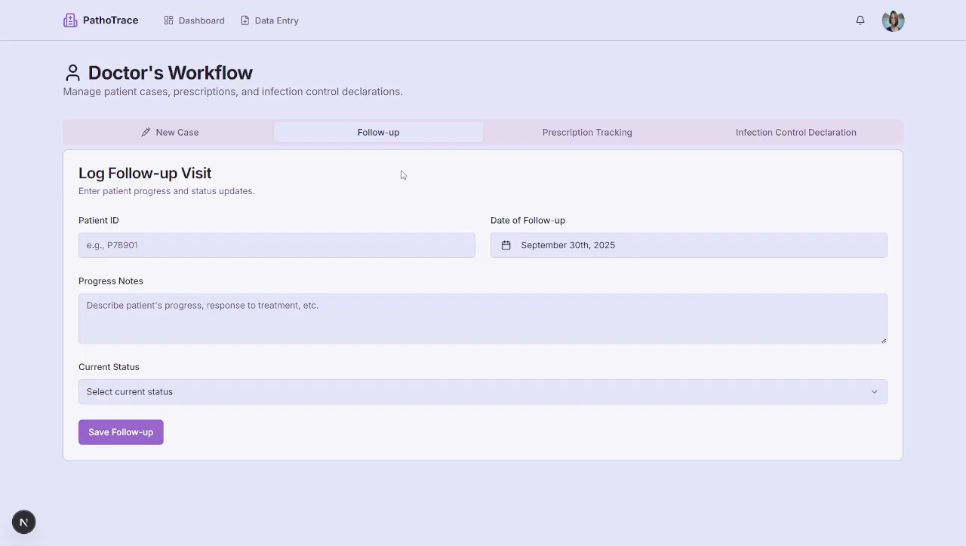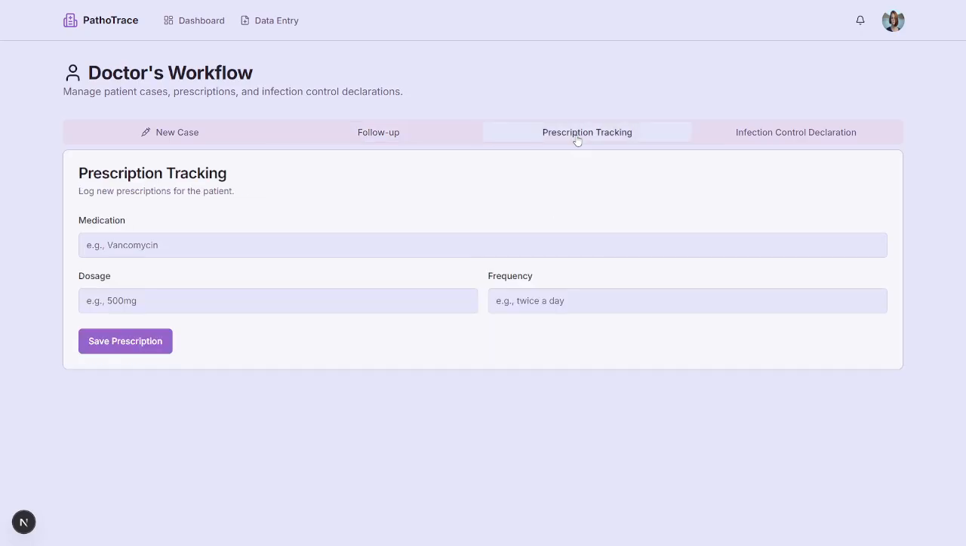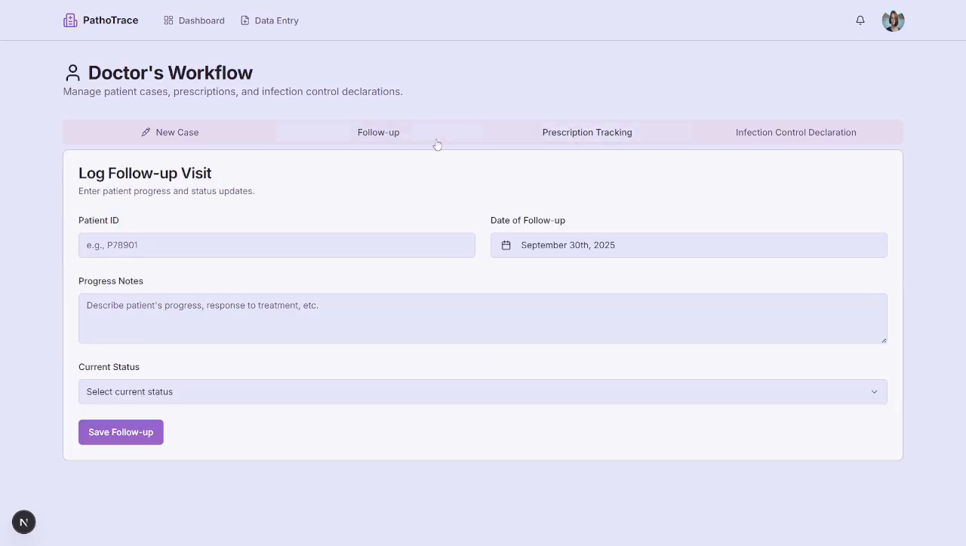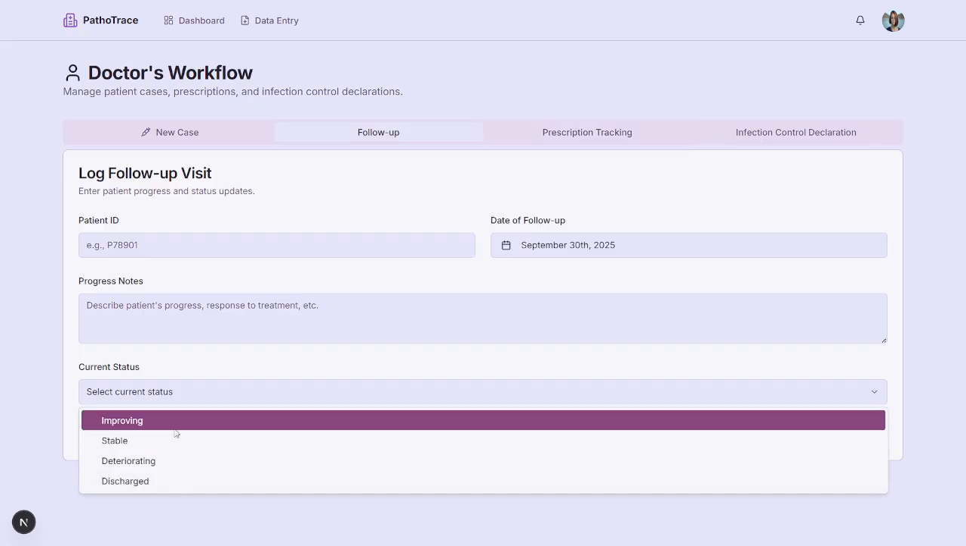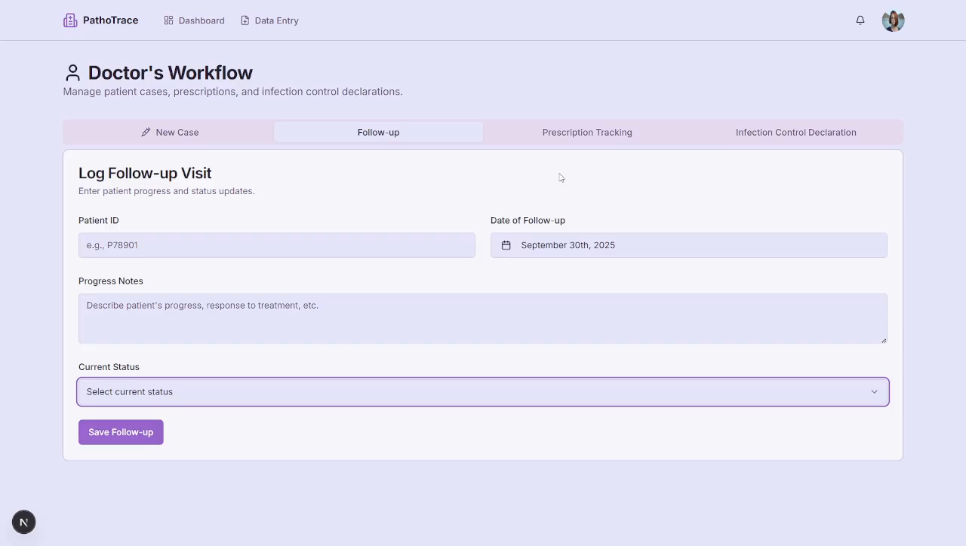Next, when the doctor needs to follow up a case, the status of the patient can be followed up on a regular basis, which again in real time gets added on the data entry side. So when you look at this, the current state can also include the disease, which is if the infection has morbidity, whether the patient is discharged, is stable, or improving.